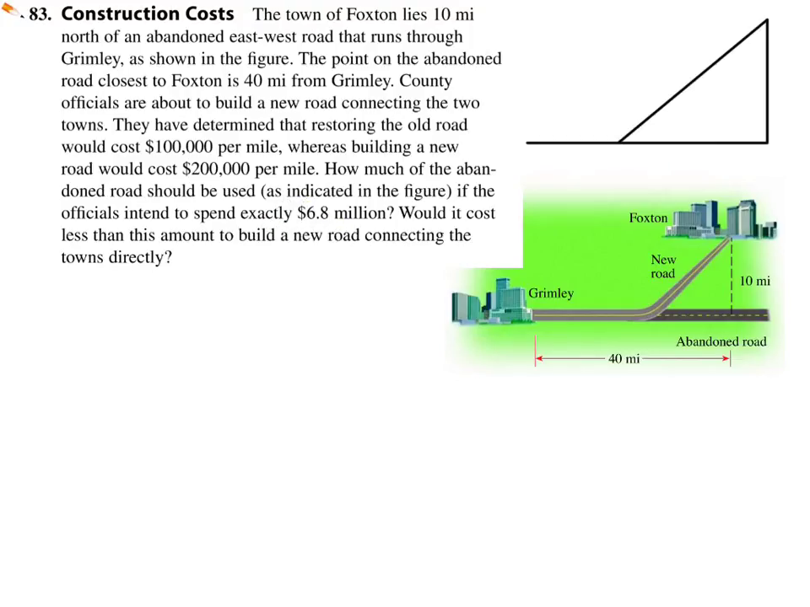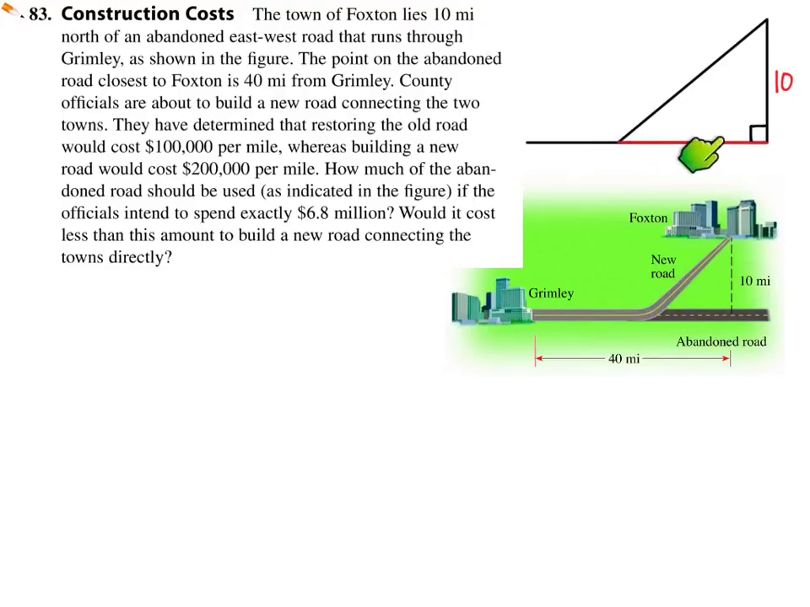So let's look at just a diagram of this with triangles. And what we're saying is that the hypotenuse of this right triangle could either end here, or it could be farther or closer to this town of Grinley. We don't know, and we're trying to figure out what that is. We're given a few pieces of information. We're given the information that this distance perpendicular to the abandoned road is 10 miles.